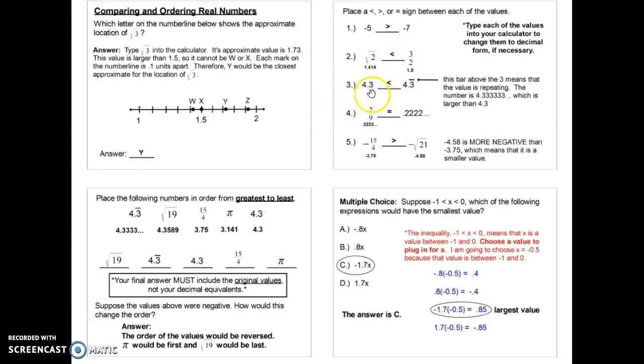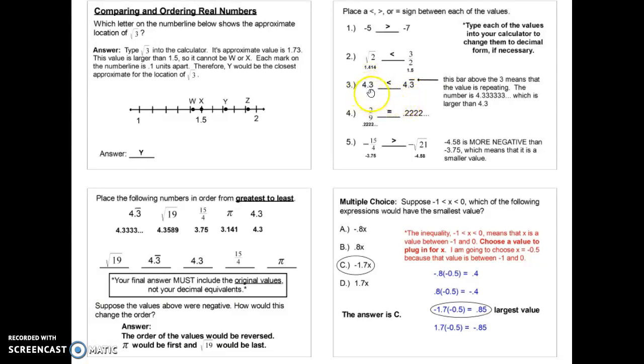Now in number 3, 4.3 is just a regular number. We do not need to type that into the calculator. 4.3, this bar above it, just means that that value is repeating. Okay, so it's really 4.333, which would go on forever. Okay. Now, in comparing these numbers, you need to compare the decimal places. So our whole numbers are the same. They're both a 4. In the tenths place is a 3.